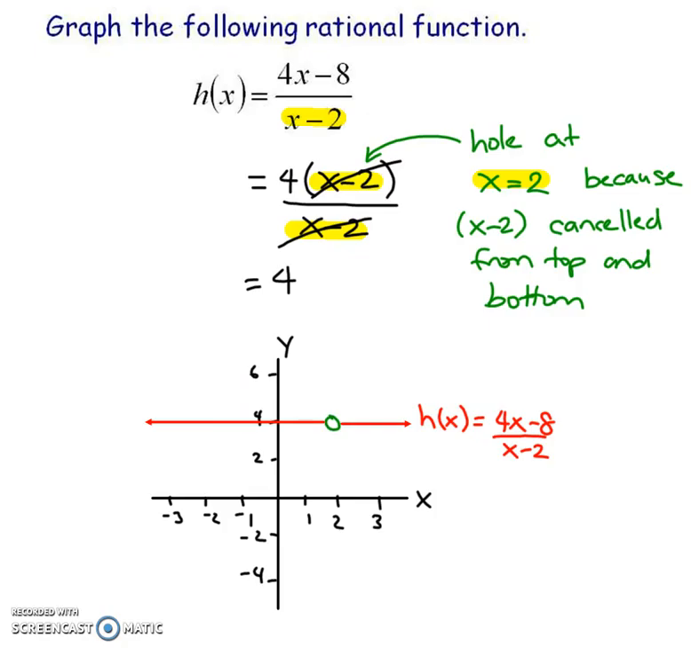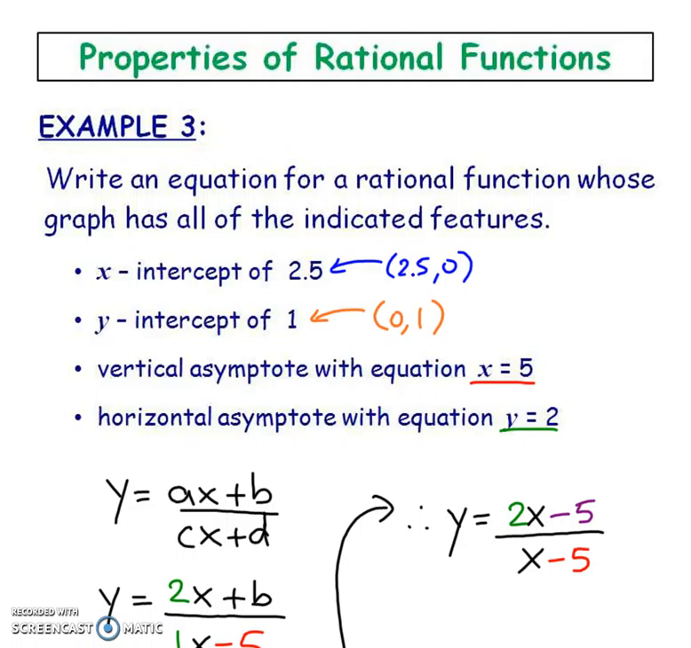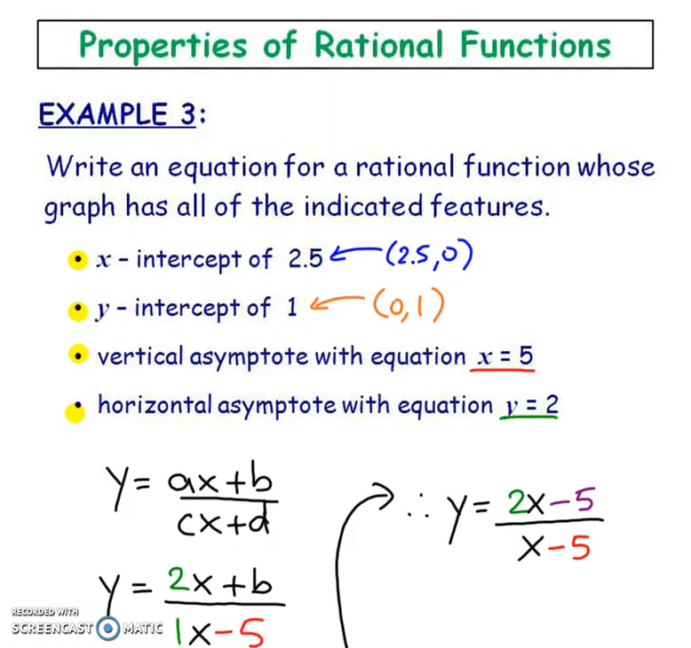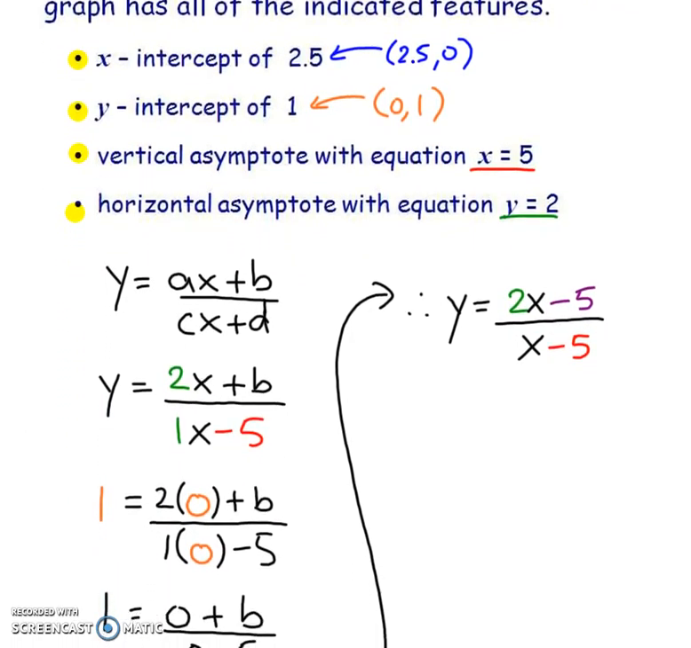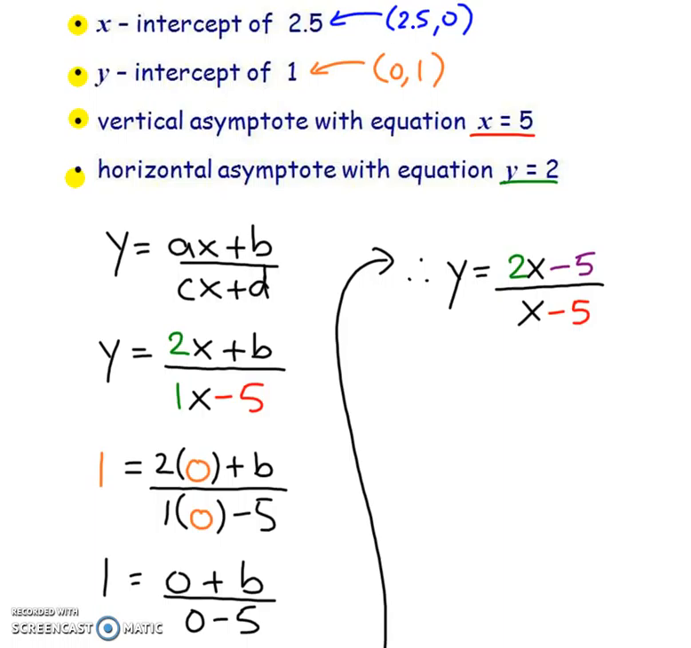Now, if we have a different kind of question, like let's say this one. This is one where you're actually asked to create the equation. So they've given you a bunch of different things like the x-intercept, y-intercept, the vertical and horizontal asymptote. We can use all these pieces of information to create the equation. All right, so you need to know where exactly to look in a regular equation to put these in the first place. So vertical asymptote, this red part.